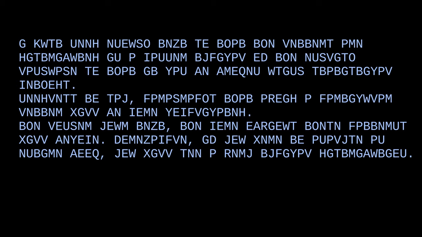Let's assume you have the text that's on the screen right now. You know that it's in English, and you also know that it's a simple substitution cipher. So how do you figure out what it means? The ciphertext is in the description below in case you want to try it out yourself first.